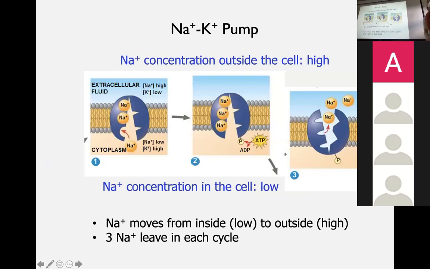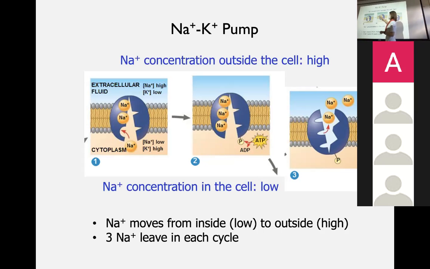Okay, has anyone heard of the sodium potassium pump before? Oh, okay, awesome. A couple people have. All right, so these are the basics. I'm just going to go through the basics of what the sodium potassium pump is. We're talking about moving sodium, for our purposes, out of the cell and potassium into the cell. So keep that in mind. They're going in opposite directions.